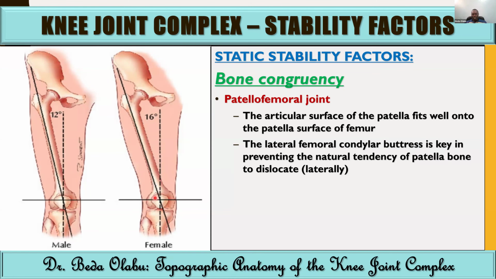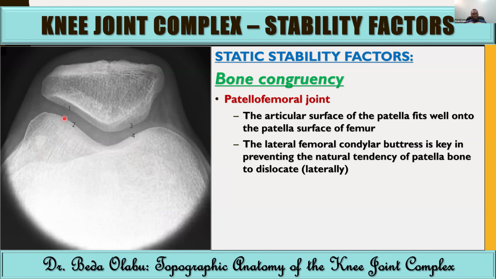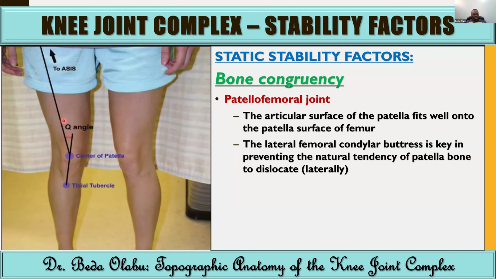Now, that does not often happen because of the prominent femoral condylar buttress. So this buttress here is more prominent than the medial one, and so it stops the patella from being dislocated laterally. That's a stability factor. In this image, we can see that. So the oblique pull of the quadriceps will pull in that direction, so it may also displace the patella laterally. And so we have to prevent the patella from dislocating.